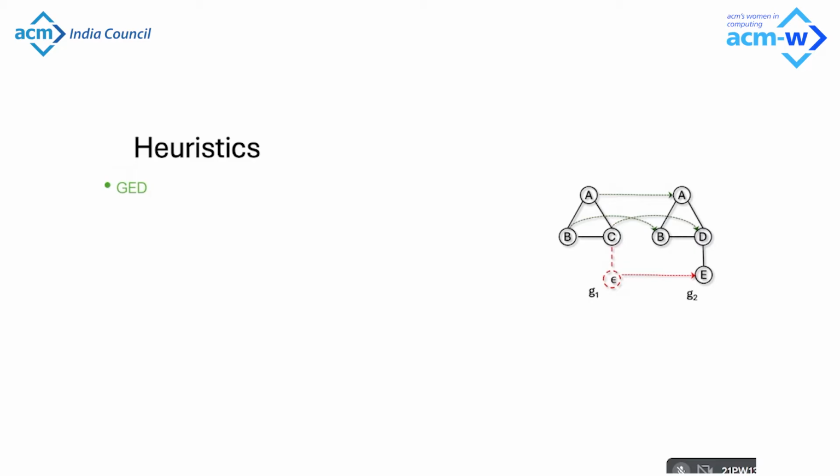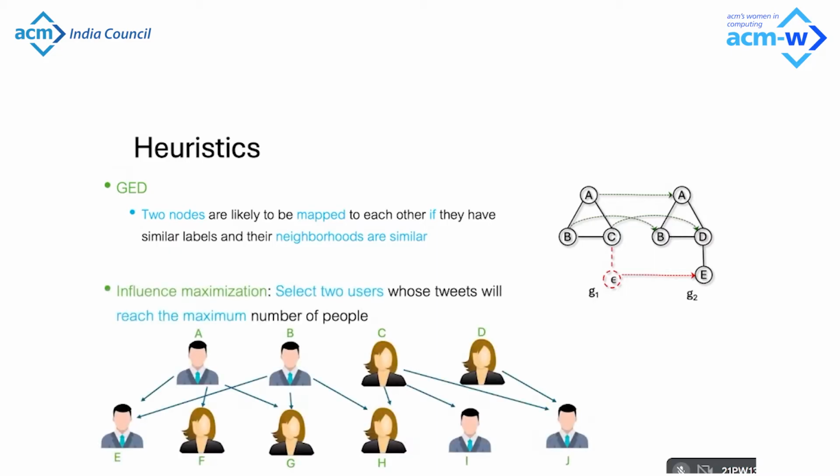So this is a possible heuristic. So you can actually do that. So one idea is you map two nodes that have the same label and their neighborhoods are similar, right? And this heuristic works reasonably well, right? There, of course, again, you can create those scenarios where they won't work well, but it can be a reasonably simple heuristic that works well.